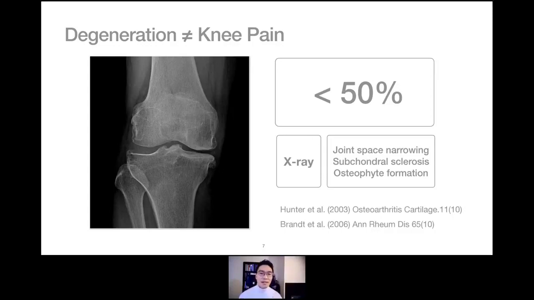They are the typical signs of degenerative changes, but interestingly, less than 50% of the patients who show degeneration like this on their X-rays complain of knee pain. That means about half of the patients have non-symptomatic degeneration. So if we only look at the X-ray, we can misdiagnose or overdiagnose knee OA. So that's the reason why we have to focus on the clinical signs, medical history taking, and physical examinations.